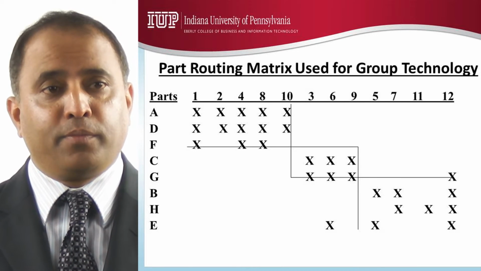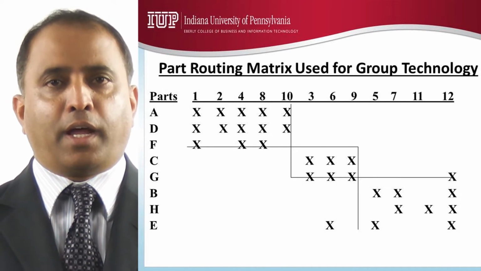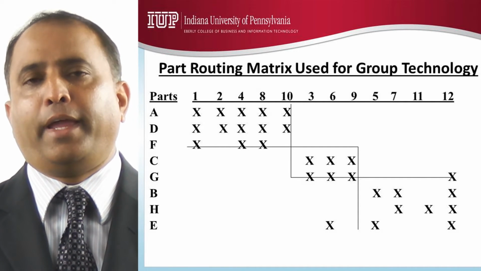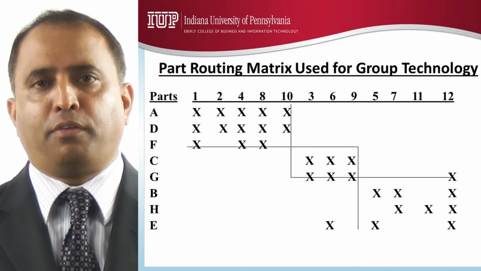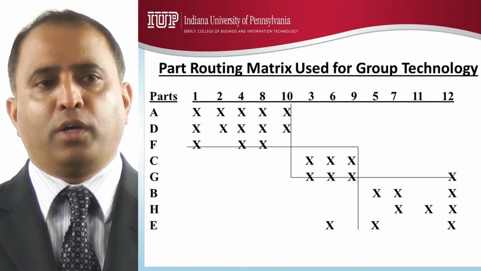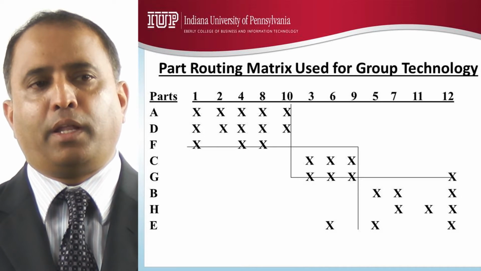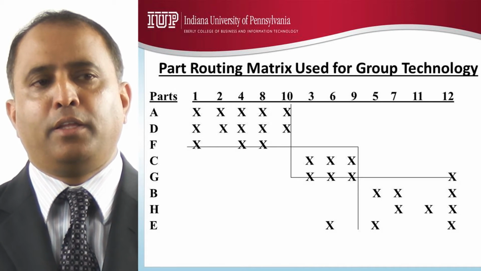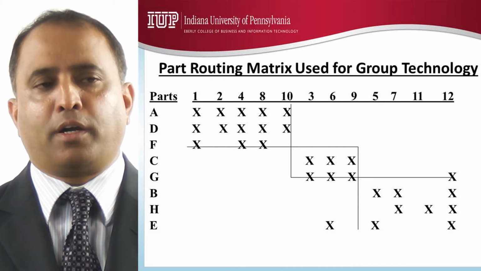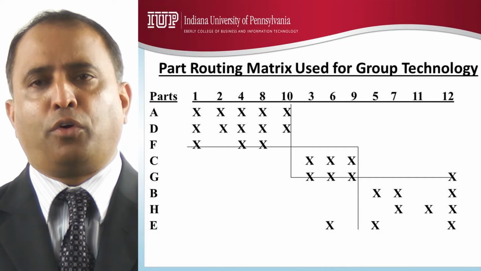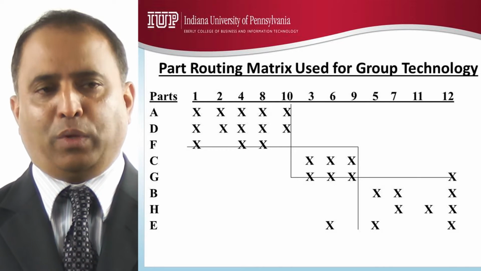So now, if you look at this entire facility, it is like a job shop because you can produce A through H, any one of these parts. It's highly flexible. But if I look at just this part, I can create like an assembly line of 1, 2, 4, 8, 10, because these 3 parts, A, D, and F, they all require only 1, 2, 4, 8, and 10 in that sequence.